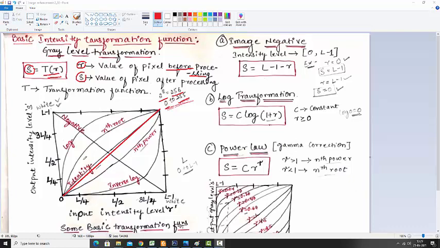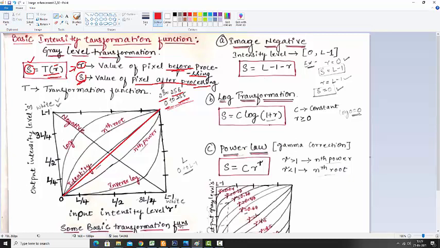So first of all we have this gray level transformation. In this gray level transformation, as I have said in my before videos, R is the actual pixel value before processing, and in the second instance S is after transformation, what we have produced. Pixels after processing. This one is after processing we are getting. So this is actually the output value, whereas R is the input value.